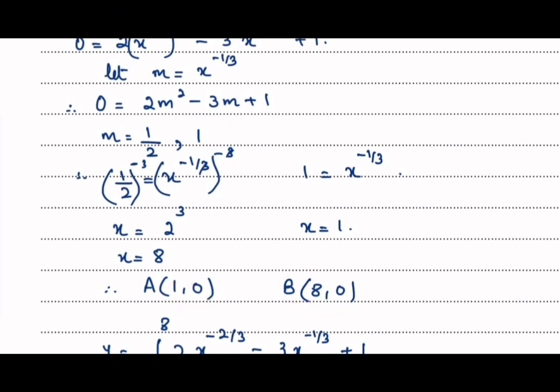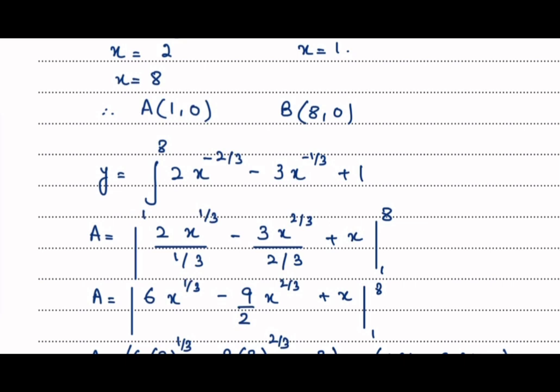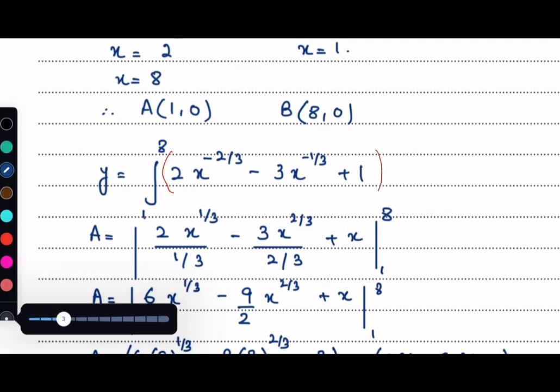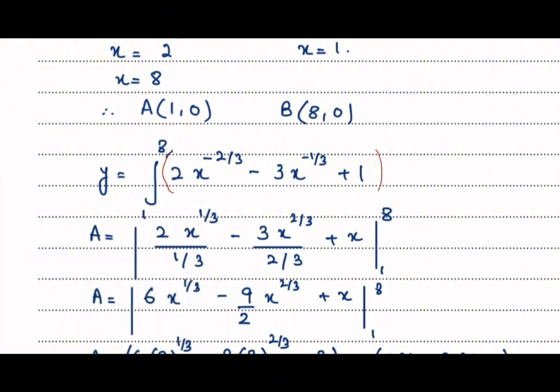And then to get the area under the curve, I should always be integrating the equation. So integrating the equation from 1 to 8, 2x to the power negative 2 by 3 minus 3x to the power negative 1 by 3 plus 1, dx. The integral of y gives me the area. So area will be equal to the integral of 2x to the power minus 2 by 3. Minus 2 by 3 plus 1 gives me 1 by 3, so I should divide it also by 1 by 3.